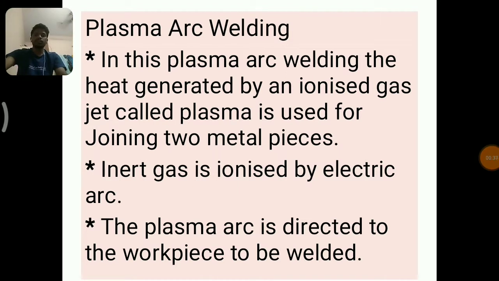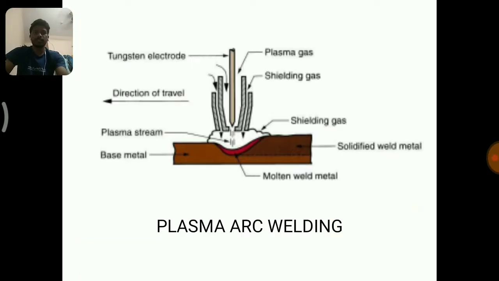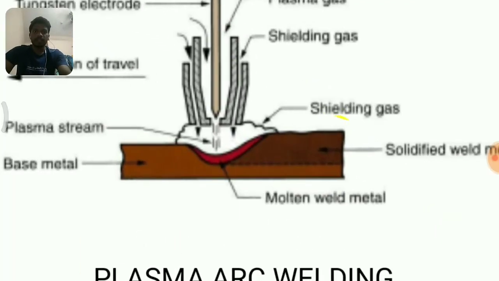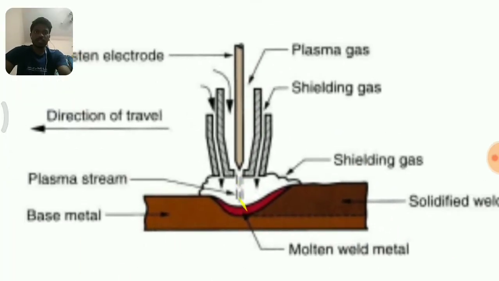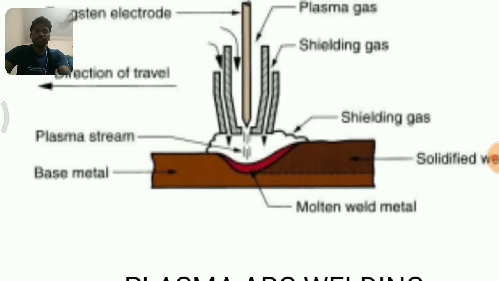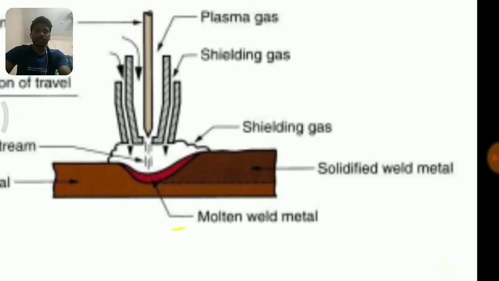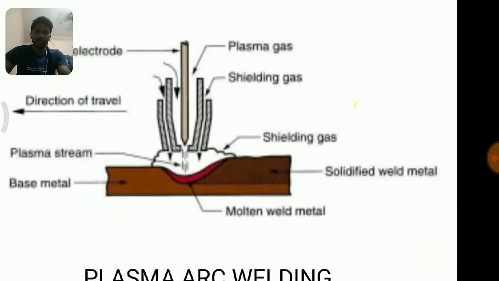Inert gas here used is ionized by an electric arc. The plasma arc is directed to the workpiece that is to be welded. Now, if I have a glance at the picture, you can find a tungsten electrode, shielding gas, plasma stream, base metal, and solidified weld metal along with molten weld metal.